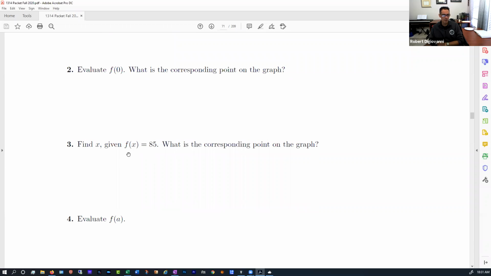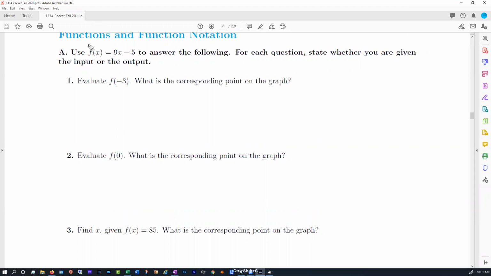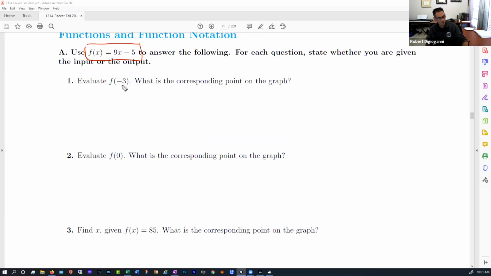What do we need to do to answer this third one? Is everyone clear? They give you a function. Set it to 85. That's right. Good. So this first one, we're just going to plug that in for x. The second one, we're going to plug that in for x.